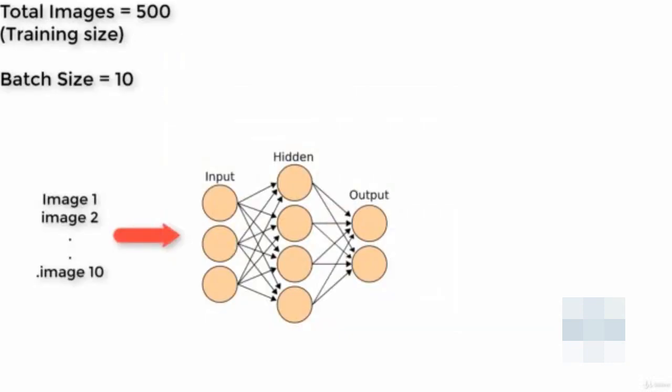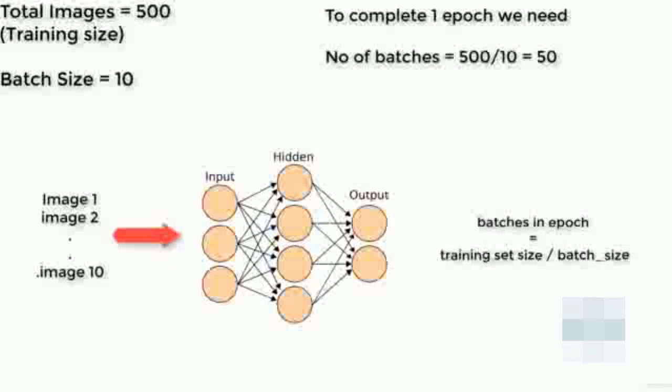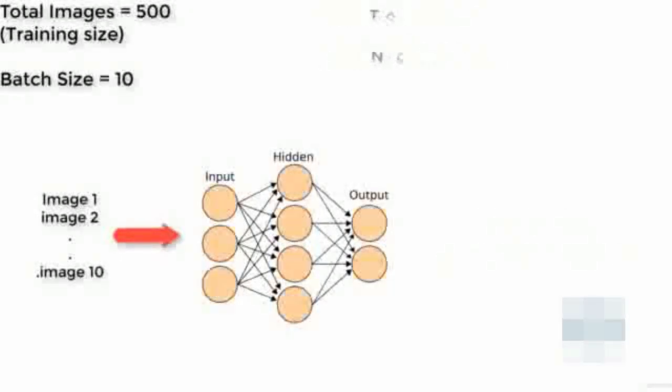Now let's say we specify our batch size to be 10. This means that 10 images of mobile phones will be passed as a group, or as a batch, at one time to the network. Given that a single epoch is one single pass of all the data through the network, it will take 50 batches to make up a full epoch. We have 500 images divided by the batch size of 10, which equals 50 total batches. The number of batches in an epoch is equal to the training set size divided by the batch size.